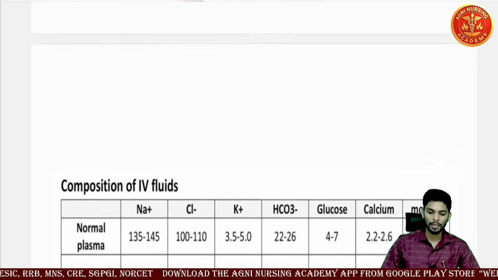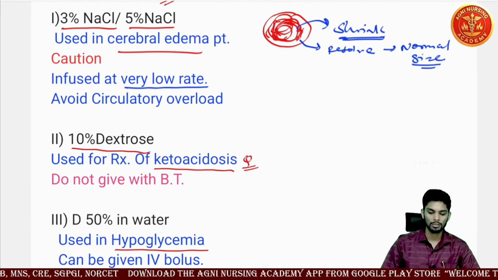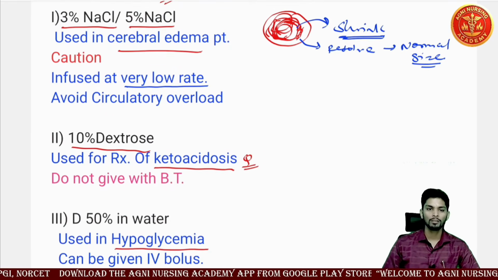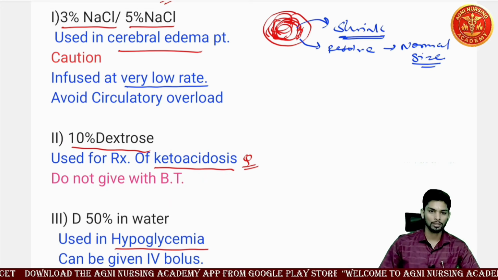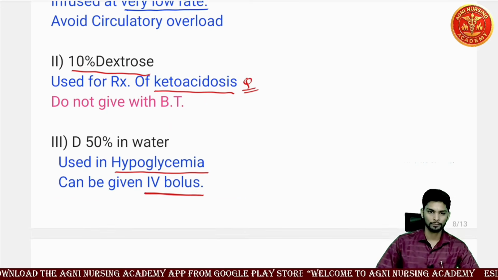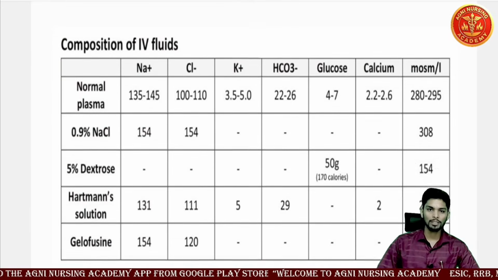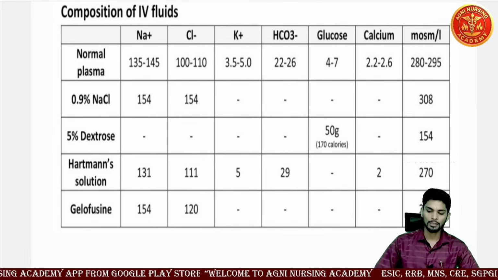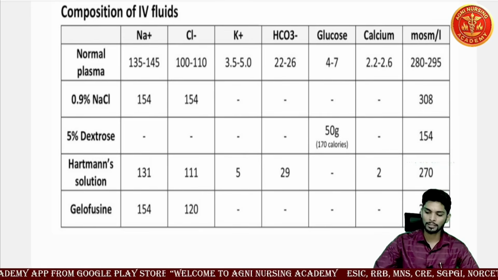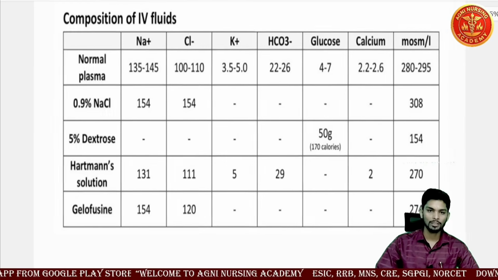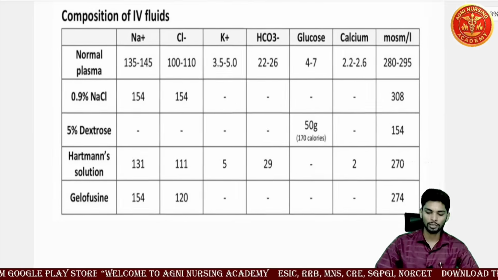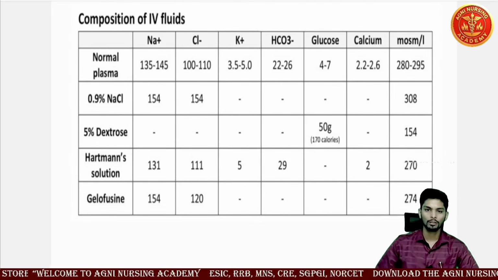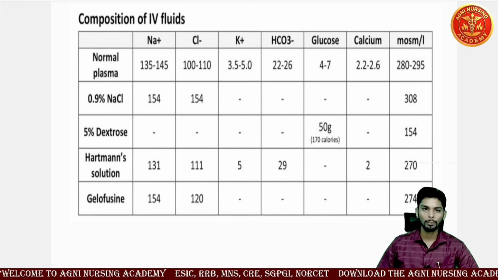So these all are hypertonic solutions. That is 3% normal saline, 5% normal saline, 10% dextrose, 50% dextrose in water. Okay. These all are hypertonic solutions. Here one chart is there. Detailed composition of IV fluids is given here. We have already discussed this composition. In one chart, we will see all the composition of the IV fluids. You can take a screenshot of these compositions of IV fluids.